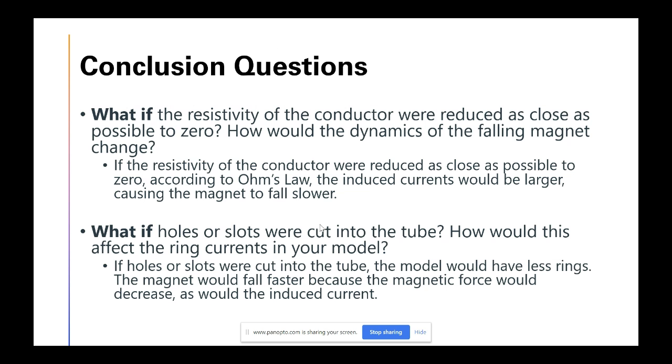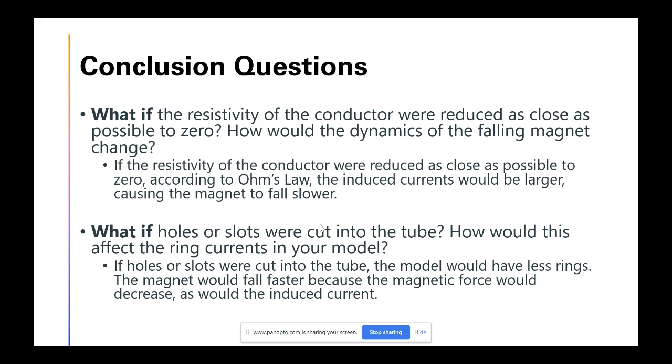So these were some of the conclusion questions at the end of the lab. So the first one was, what if the resistivity of the conductor were reduced as close as possible to 0? How would the dynamics of the falling magnet change? Well, if the resistivity of the conductor were reduced as close as possible to zero, according to Ohm's law, the induced currents would be larger, thus causing the magnet to fall slower.